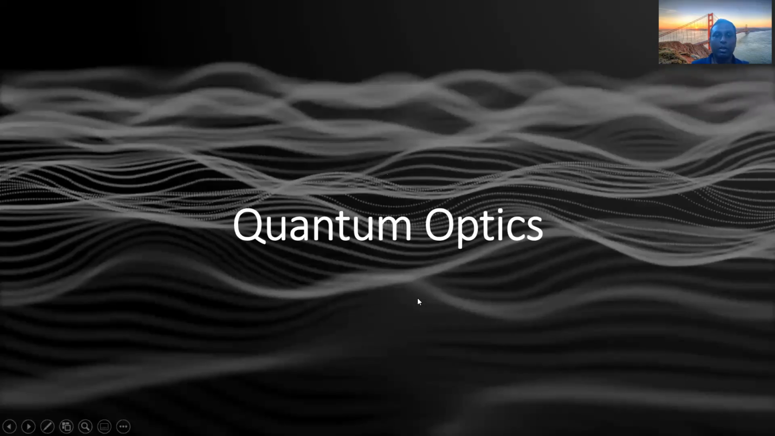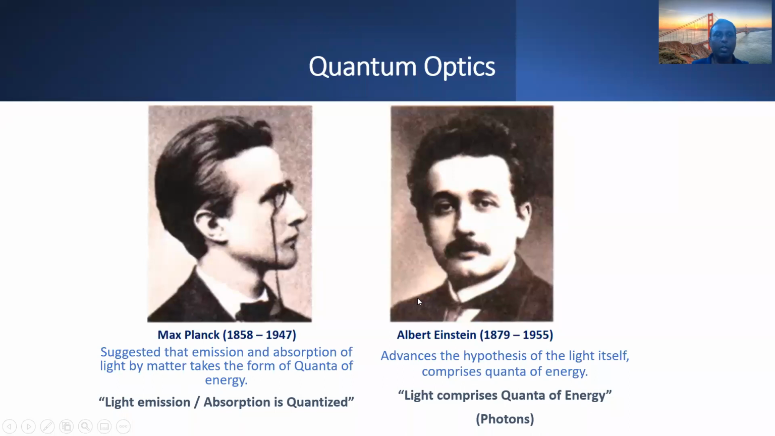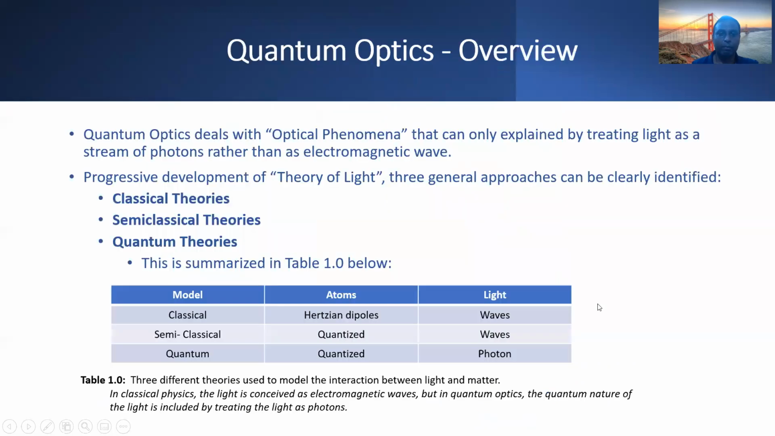Now let's look into quantum optics. About quantum optics, we have to start with Max Planck, who suggested that the emission and absorption of light by matter take the form of quanta of energy. He also mentioned that light emission or absorption is quantized. Einstein advanced the hypothesis that light itself comprises quanta of energy, which is regarded as a photon.